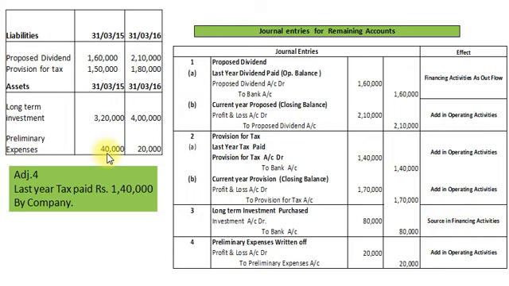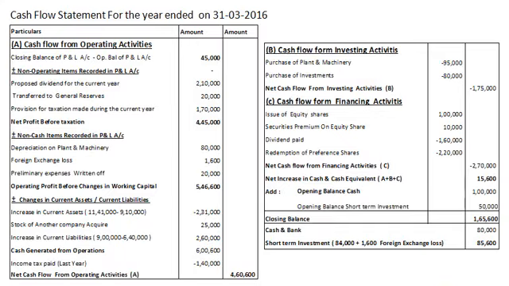Next, preliminary expenses, it is written off rupees 20,000. So our accounting entry: profit and loss account debit to preliminary expenses account rupees 20,000, and this particular amount will be added in profit in operating activities. Now we will prepare cash flow statement for the year ended 31st March 2016 as per accounting standard 3. Cash flow from operating activities.